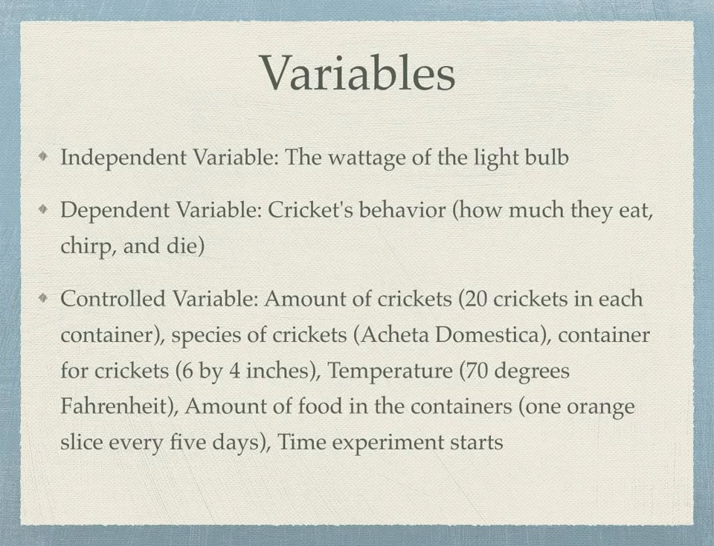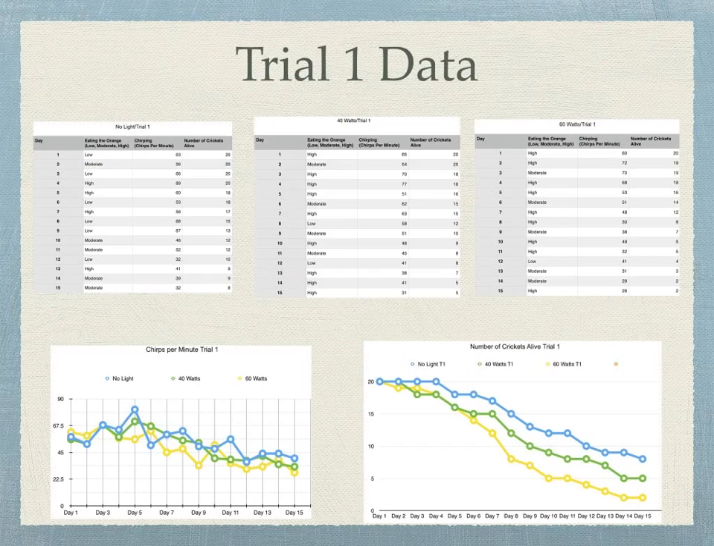And the controlled variables are the amount of crickets, which would be 20 crickets in each container, the species of crickets, which would be the Acheta domestica, the containers for the crickets, which would be about 6 by 4 inches, the temperature, which would be about 70 degrees Fahrenheit, the amount of food in the containers, which would be an orange slice every 5 days, and then the time the experiment starts would all be the same.